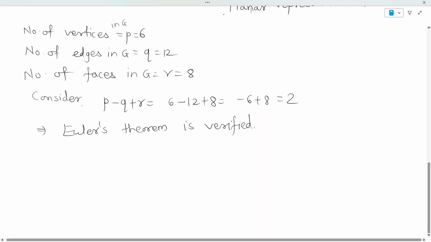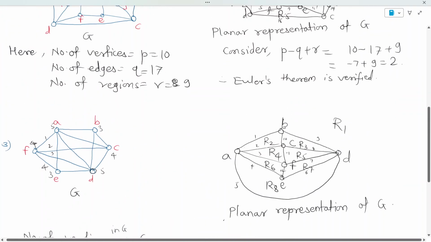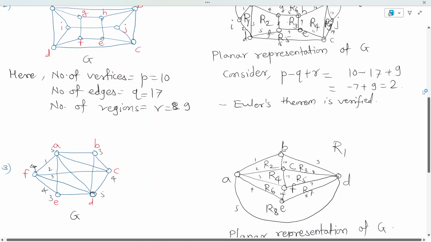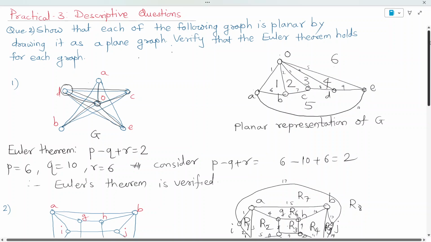So we have drawn the planar representation of all the three graphs and verified that Euler's theorem is verified for all these three graphs.